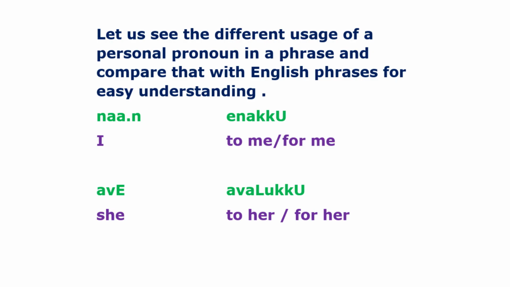Let us see the different usage of a personal pronoun in a phrase and compare that with the English phrases for easy understanding. For example, na and எனக்கு, that is I and to me or for me. அவ or அவளுக்கு, she or to her, for her. When do we use na and எனக்கு or அவ or அவளுக்கு? Let us see that in this video.